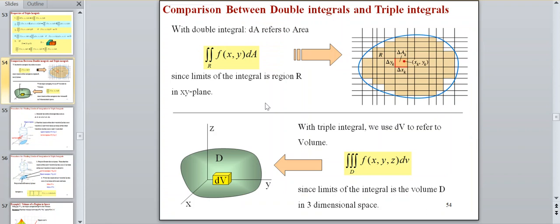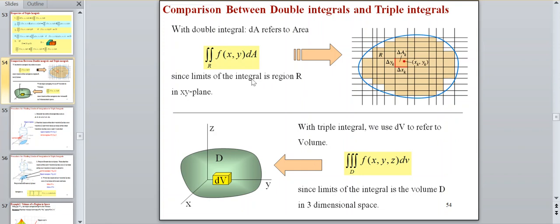Okay, look at here on the next page. We already talked about this page, right? We have a comparison between the double integrals and triple integrals. Of course, the difference between these two is obvious.